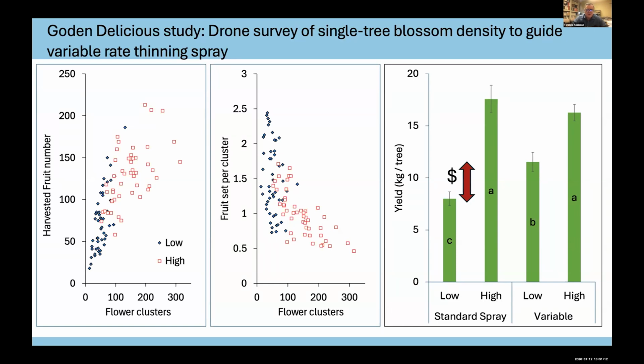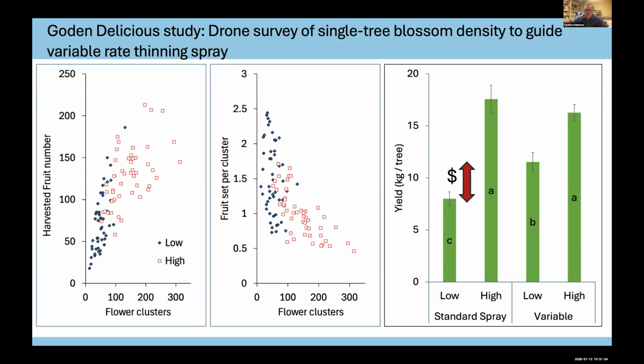The open red squares show that many of the clusters had one fruit, some had less than one fruit. A few of the open red squares had a fruit and a half, but the low blooming trees that were not sprayed tended to have a single fruit per cluster, but many of them a fruit and a half or two fruits per cluster.